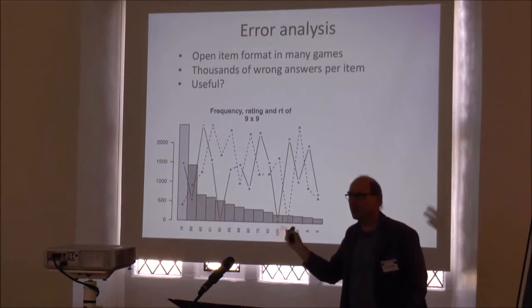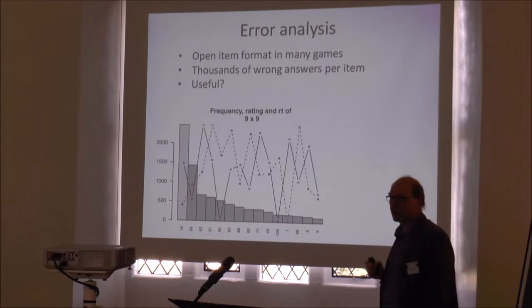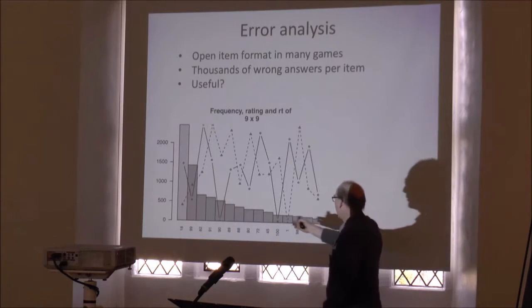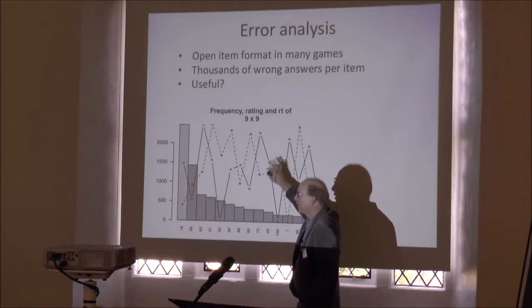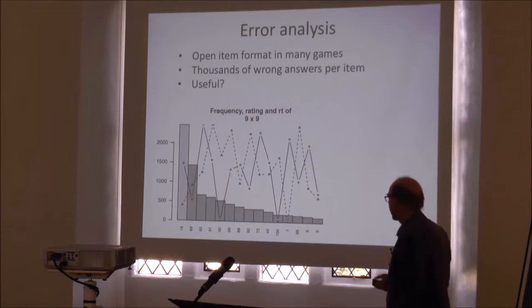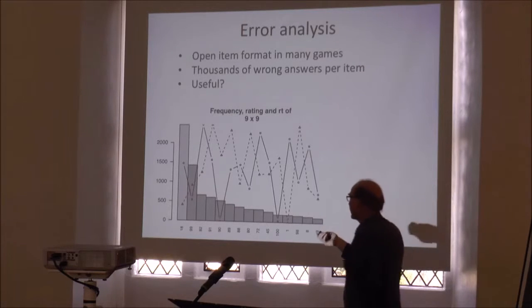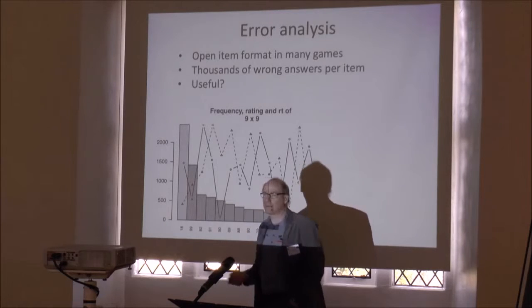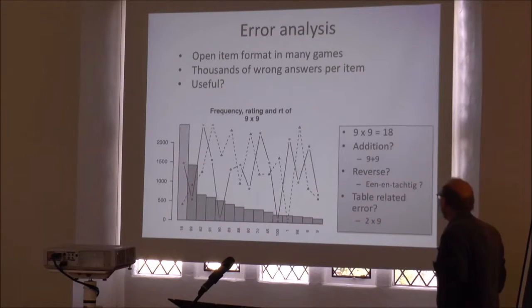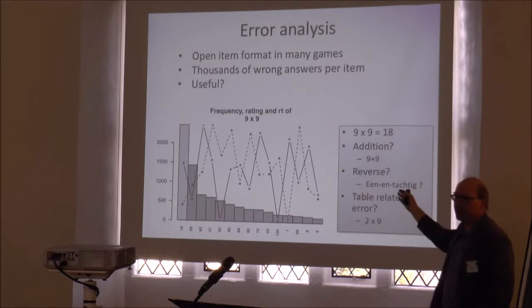So 18 is the most popular incorrect answer. And then 99, a beautiful answer. 82, 91, 90. I forget about the lines for the moment. This is just a frequency distribution of errors in order. And actually explaining why it's 18 is not that simple, because there are different explanations.